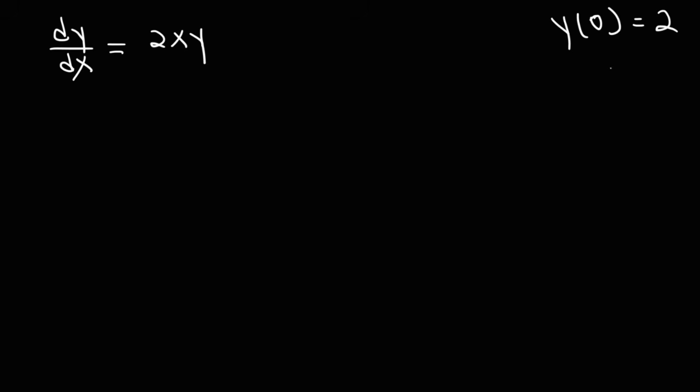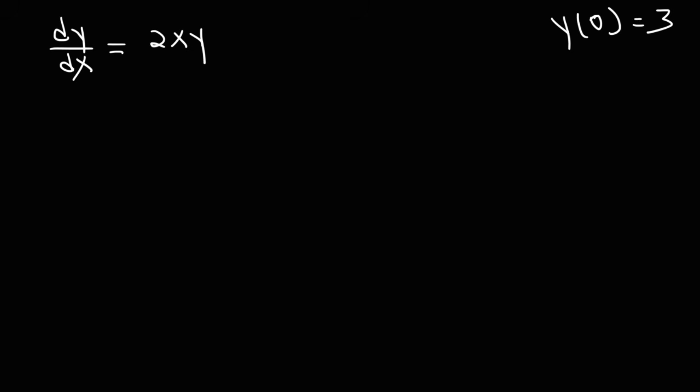Now let's move on to our next example. So let's say that dy over dx is equal to 2xy. And let's use the initial value, y of 0 is equal to, let's say, 2. Go ahead and work on that. Actually, let's make that 3.